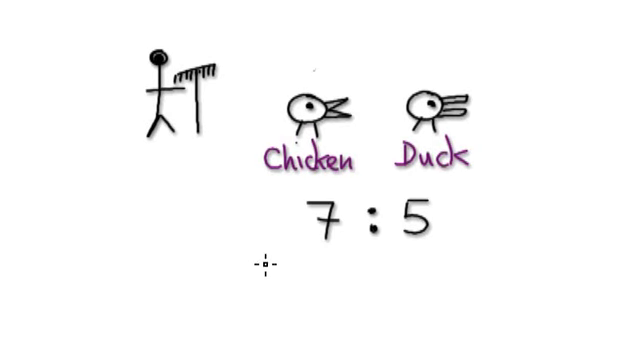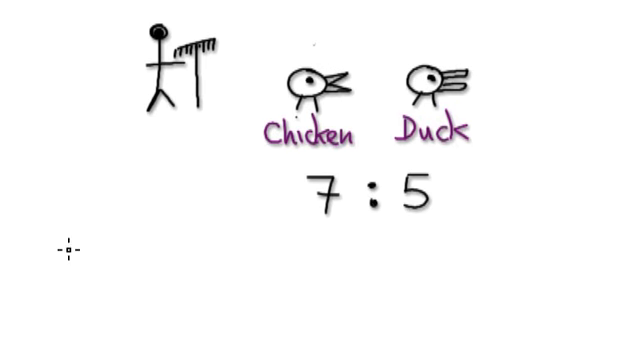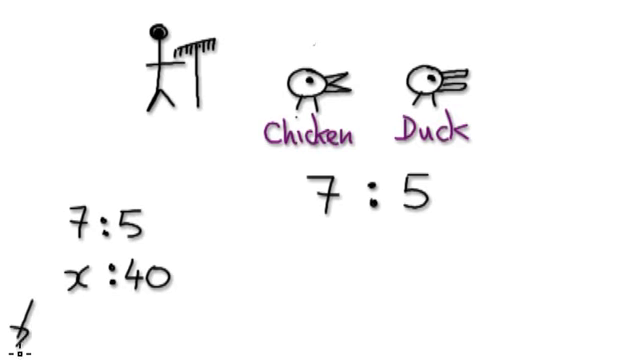Now the question is, suppose you have 40 ducks. How many chickens are there on your farm? Okay, so you can write it as this: the ratio of chickens to ducks is 7 to 5, and the question is saying that there are 40 ducks on your farm. How many chickens are there on your farm? Okay, so press pause and have a go.